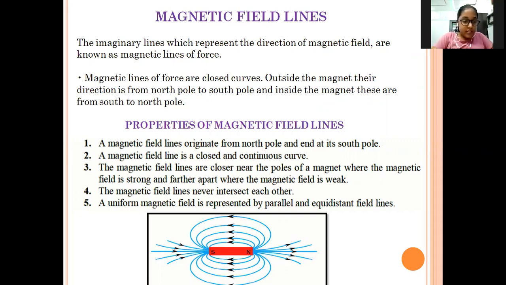Here, to understand better, I have taken an image of magnetic field lines around a bar magnet. So, according to the first property, magnetic field lines start from the north pole and end at the south pole. And according to the second property, a magnetic field line is a closed and continuous curve. And other properties can be seen clearly in the image. Let us move ahead.